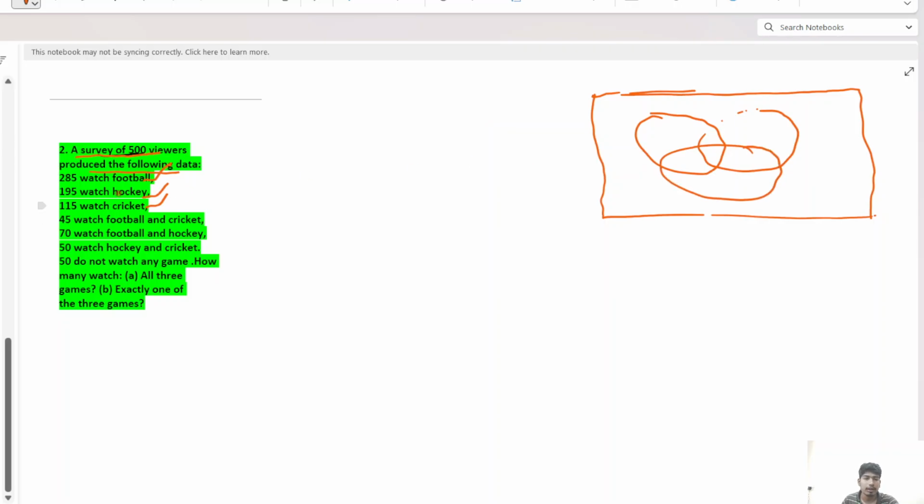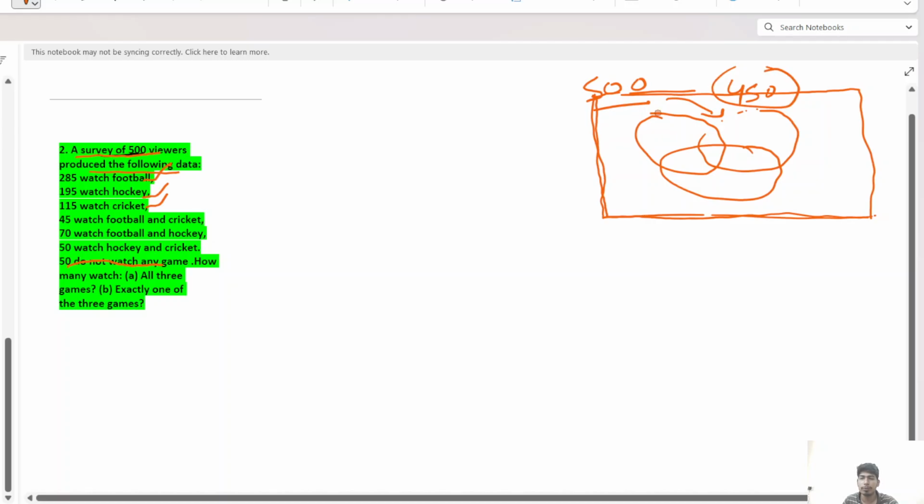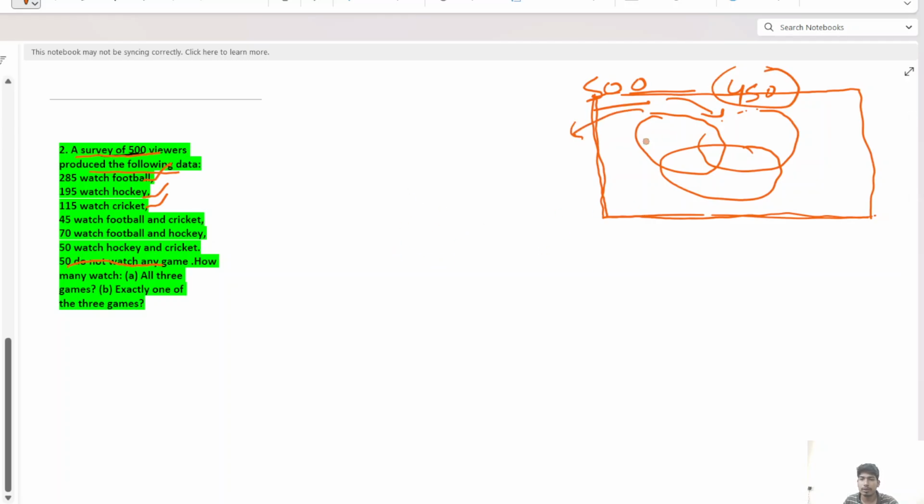What is given in the last line? 50 do not watch any game, meaning 50 people are not in the union of the sets. The universal set is 500, but the total union is 450 only, because 50 people don't watch any game. Let this be our set football, this is hockey, and this is cricket.